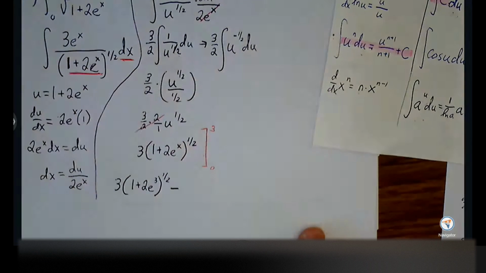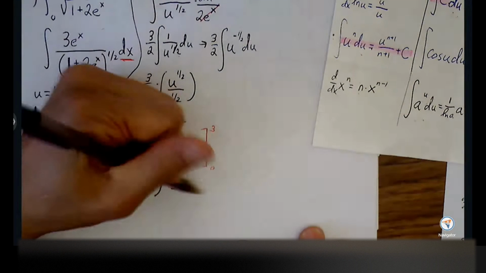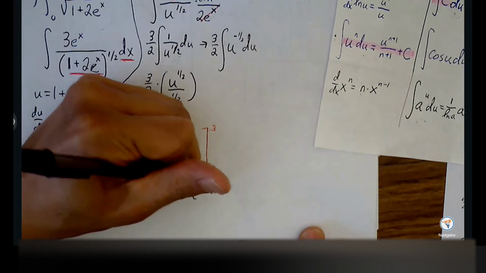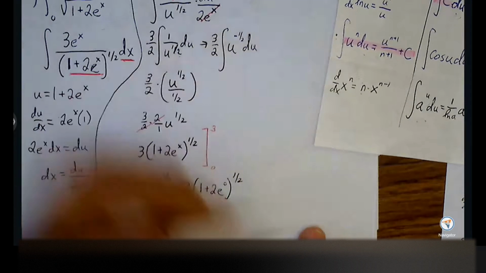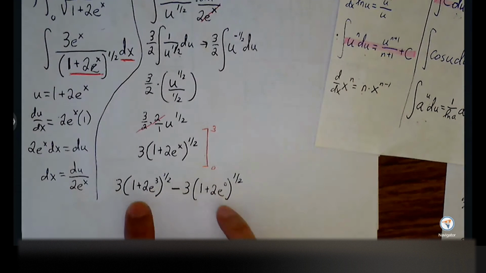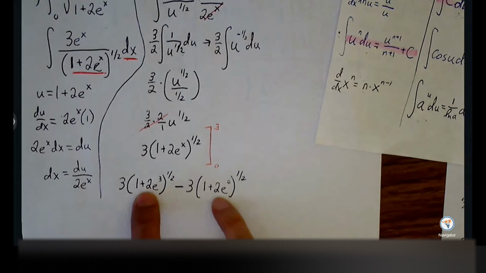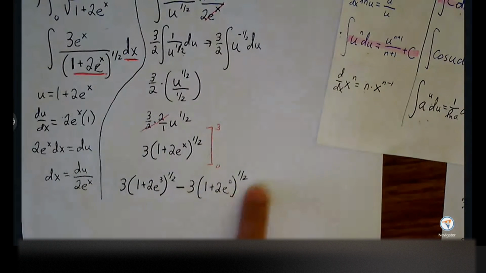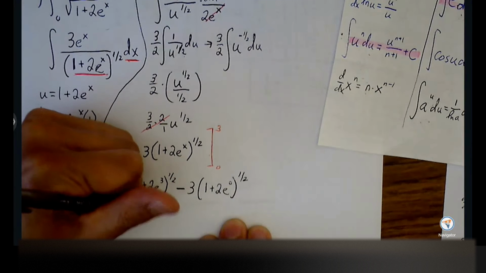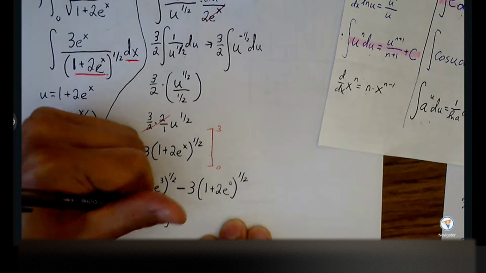Followed by a minus sign, and then lower bound. This is not going to clean up to be a nice whole number. You can leave your answer like this, and that will be fine. Or I guess you can do a little bit of cleanup here, but if you're able to get to this point, that's good enough.